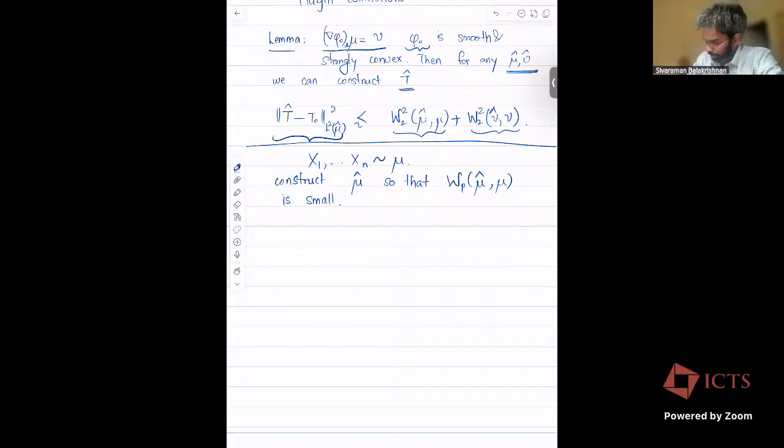And maybe the first thing to observe is that under relatively mild conditions, the empirical measure, mu n, is already consistent.